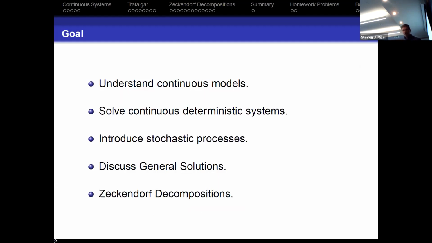So we'll look today a lot about continuous systems, continuous models. We'll talk about how to solve them. You may have seen the word stochastic in some of your other classes, or at least in the course catalog for future classes you can take. We'll mention a little bit about that. We've seen it already. We'll discuss some general solutions, and then I'll talk a little bit about some research I've done with several undergraduates over the years at Williams.